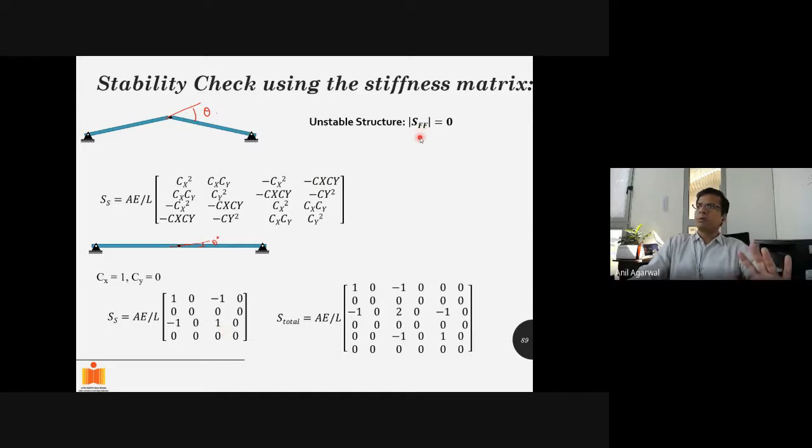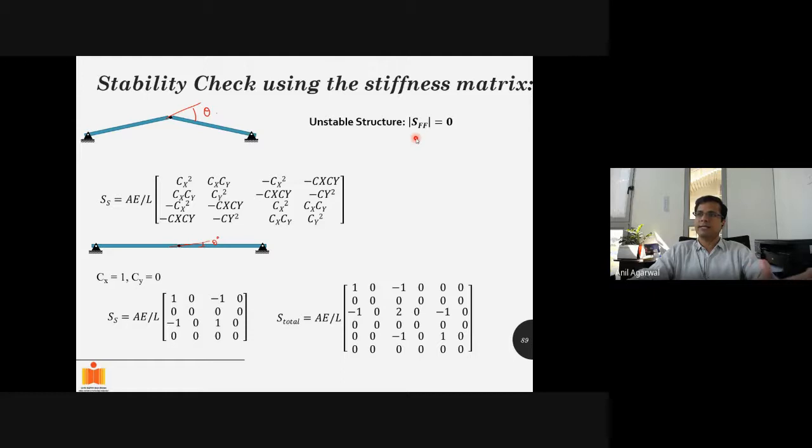I'll not be able to give you a theoretical derivation of why the determinant of SFF being 0 means that it is unstable. You can get a lot of explanations on the internet. I'm sure you can find time to explore that idea. All I'm telling you here is that it is not the entire S, because the entire S does not account for the boundary conditions. It is only after accounting for the boundary conditions that you get the SFF matrix, which is the free degrees of freedom, right? So the stability depends quite significantly on the boundary conditions.